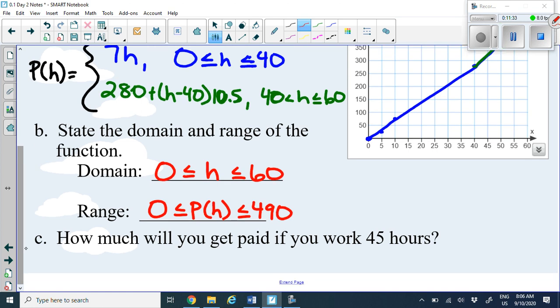Okay, part C. How much will you get paid if you work 45 hours? Now remember, all you have to do is figure out, well, which equation am I going to plug in 45 hours into? If you said, oh, we need to plug into the second equation, you are correct because 45 is in between 40 and 60. So go ahead and pause the video to do that.